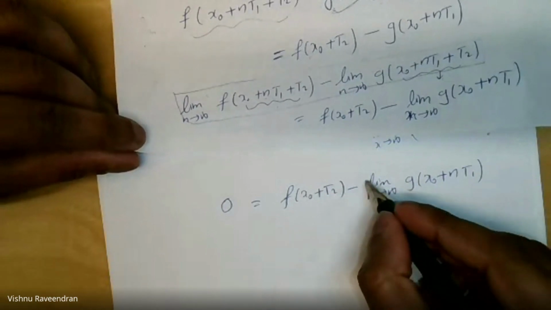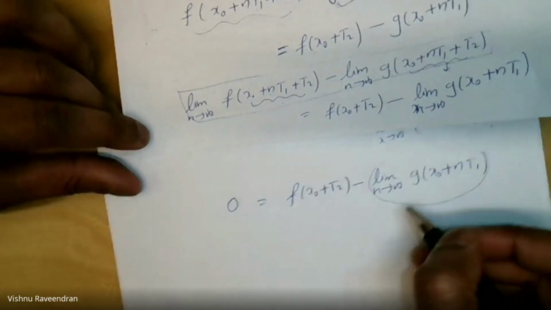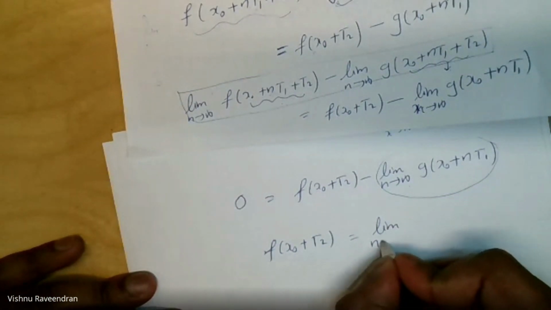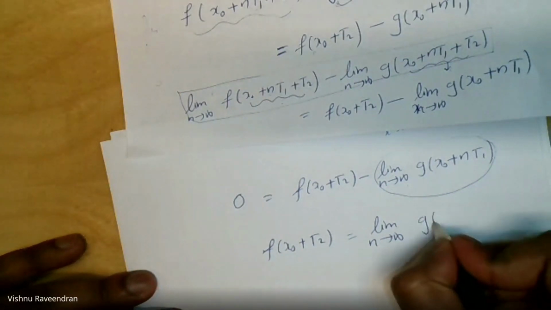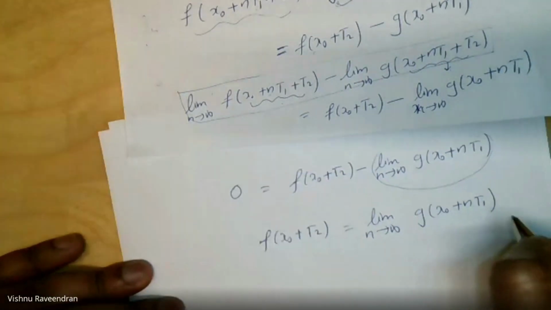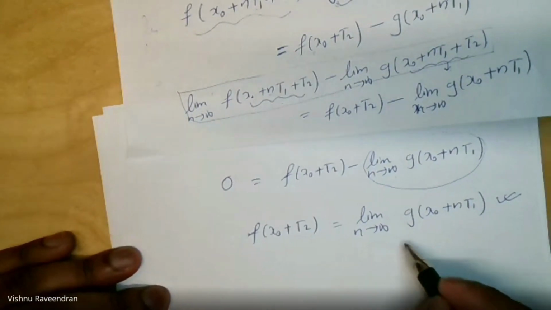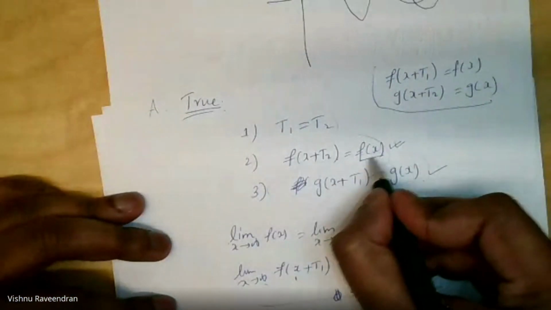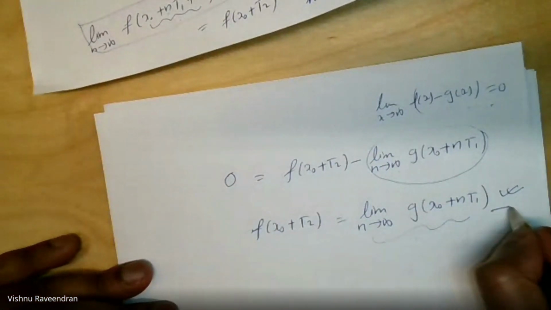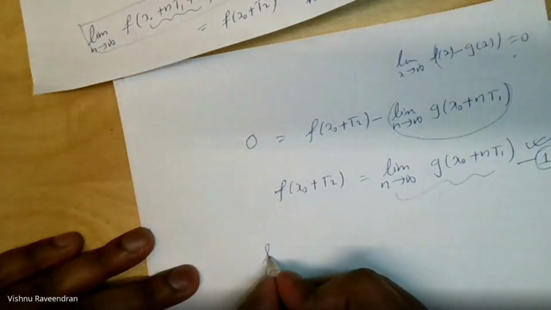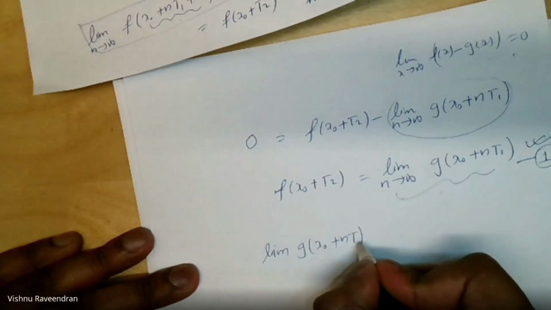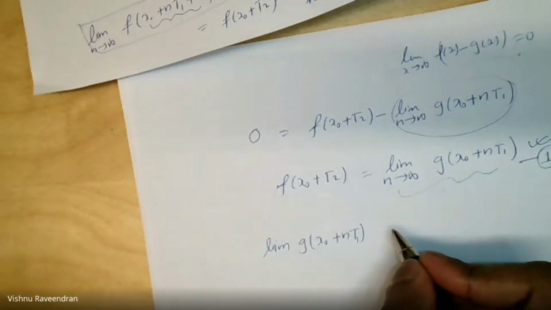Now, if I can prove this term, so what I got is f of x naught plus t2 is equal to limit n goes to infinity g of x naught plus nt1. This I have. Now, if I can prove this is nothing but f of x, then I am done, right? So if I can prove, okay, so this I keep it here. So now let's look at what this limit g of x naught plus nt1 is.